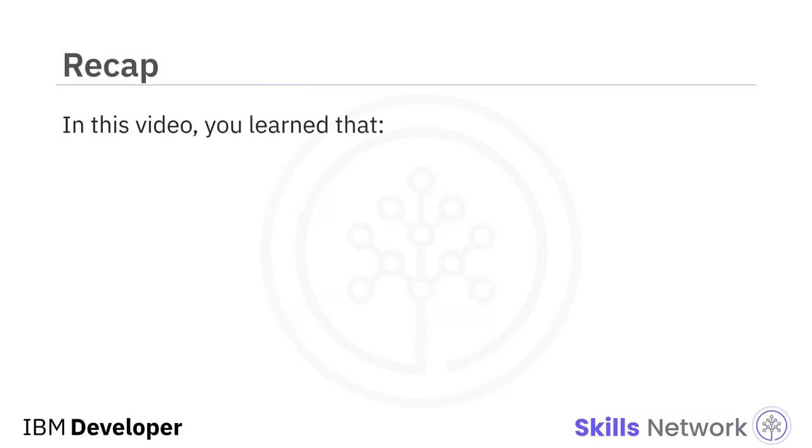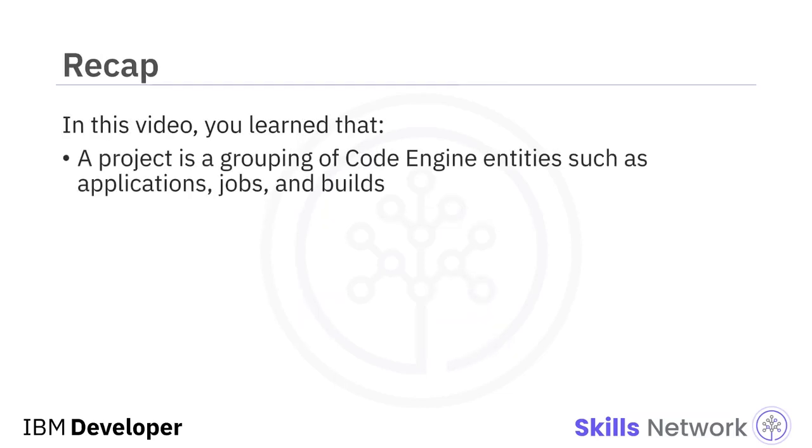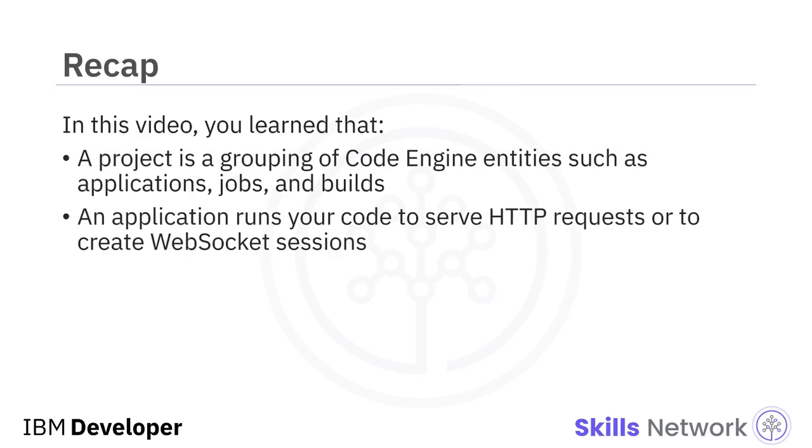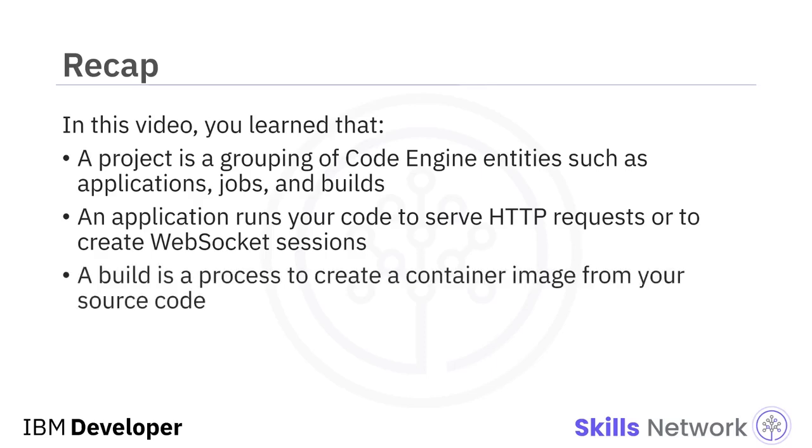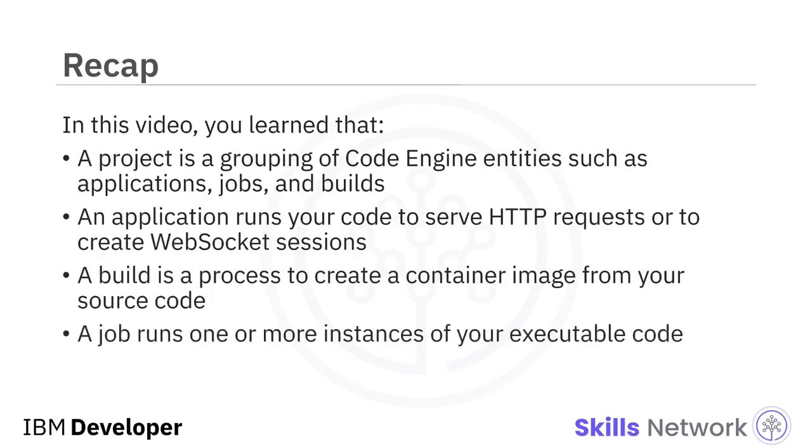In this video, you learned that a project is a grouping of Code Engine entities such as applications, jobs, and builds. An application runs your code to serve HTTP requests or to create WebSocket sessions. A build is a process to create a container image from your source code. And a job runs one or more instances of your executable code.